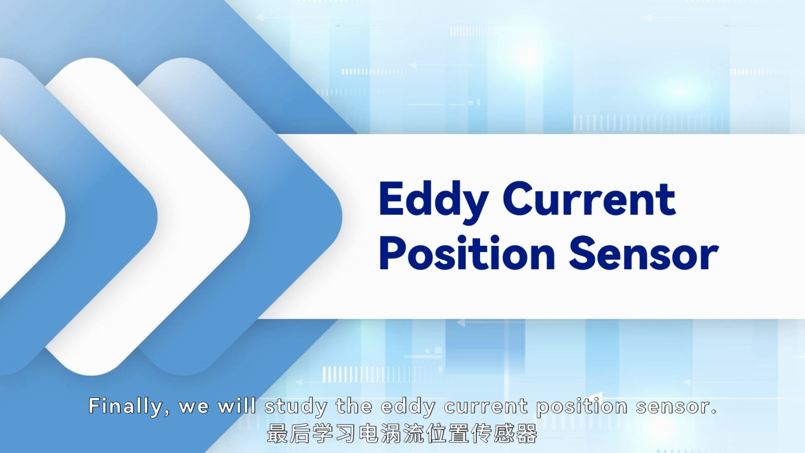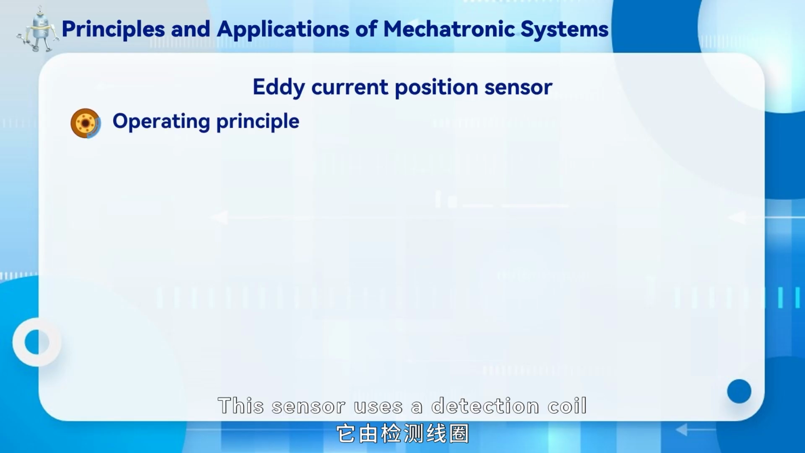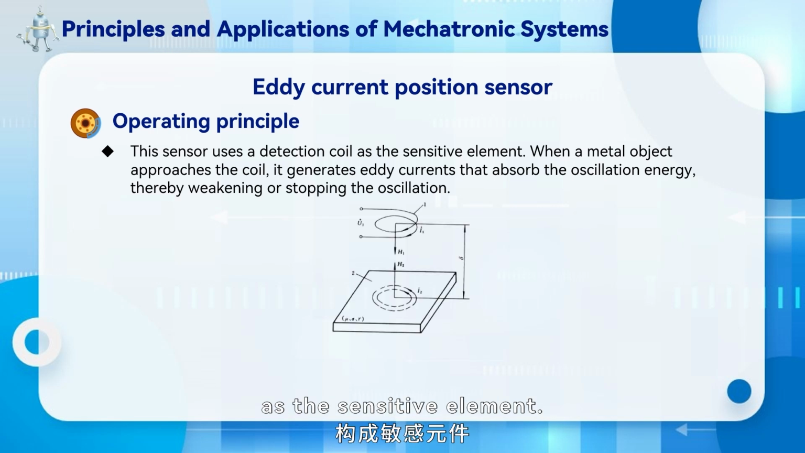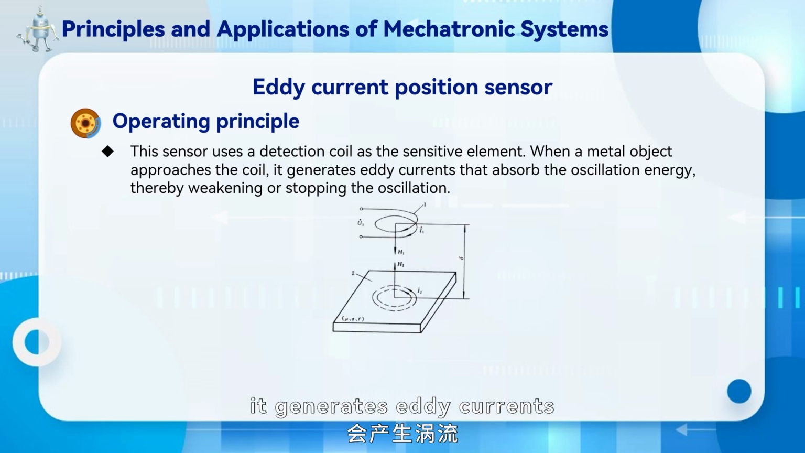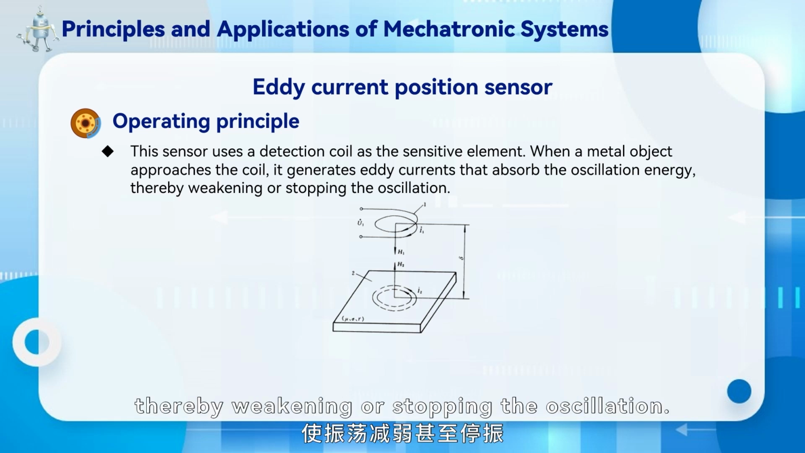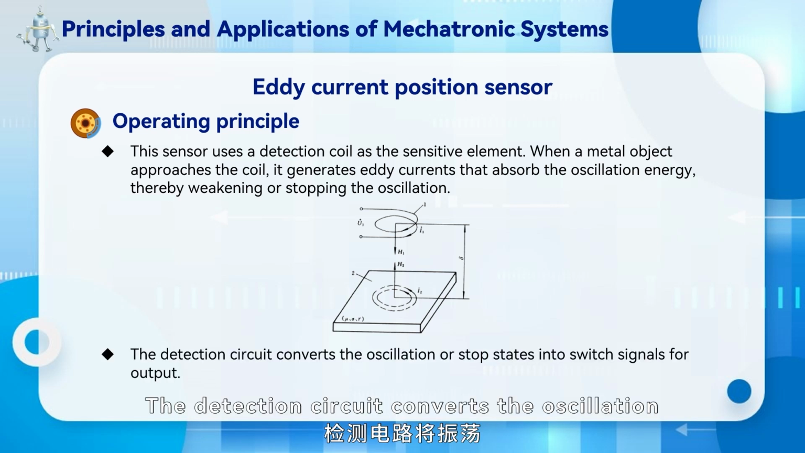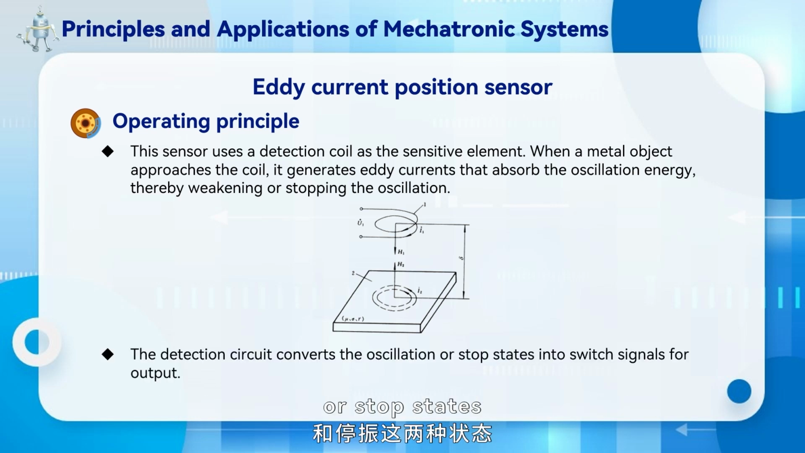Finally, we will study the eddy current position sensor. This sensor uses a detection coil as the sensitive element. When a metal object approaches the coil, it generates eddy currents that absorb the oscillation energy, thereby weakening or stopping the oscillation. The detection circuit converts the oscillation or stop states into switch signals for output.